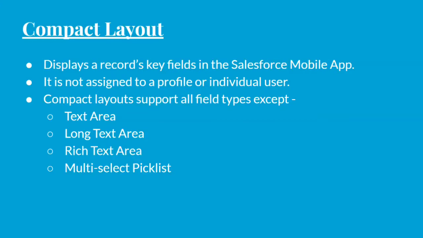So whatever data is very important, whatever field is very important, it should come on the upper side so that it will be easy for anyone to look at without scrolling. So that is the advantage of a compact layout.